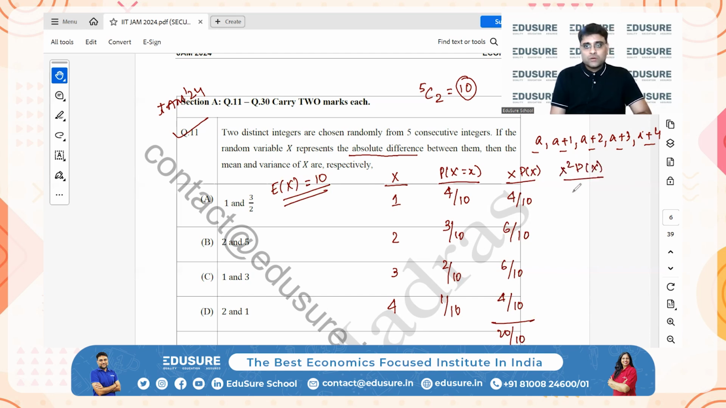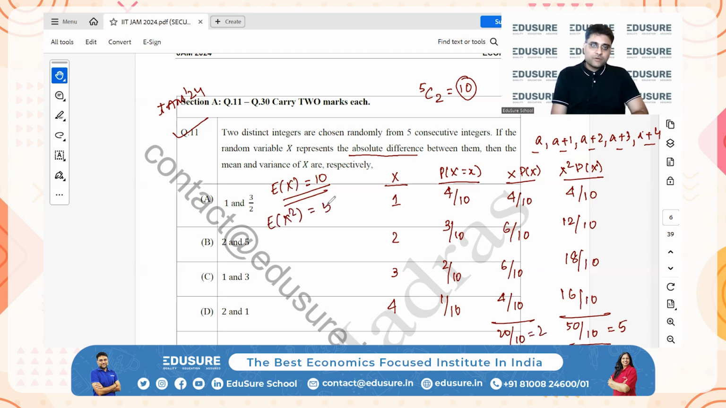Now what I'll do is x square into the probability. 1 into 4 by 10, 4 into 3, 12 by 10, 9 into 2, 18 by 10, 16 into 1, 16 by 10. So expectation of x square will be how much? 4 plus 12 plus 18 plus 16, that is 50 by 10, which is equal to 5. So expectation of x square is 5.